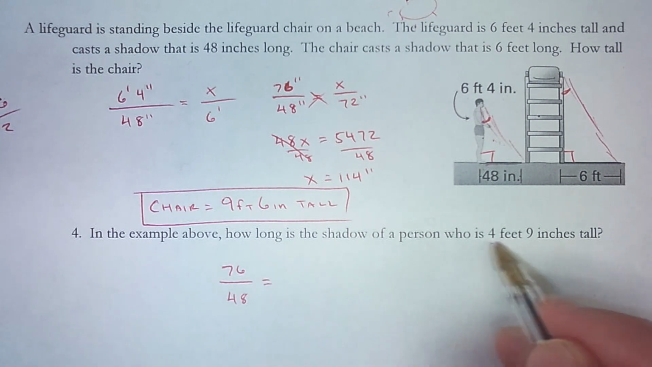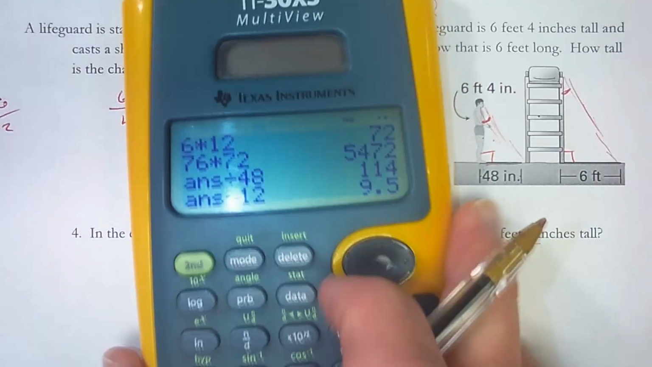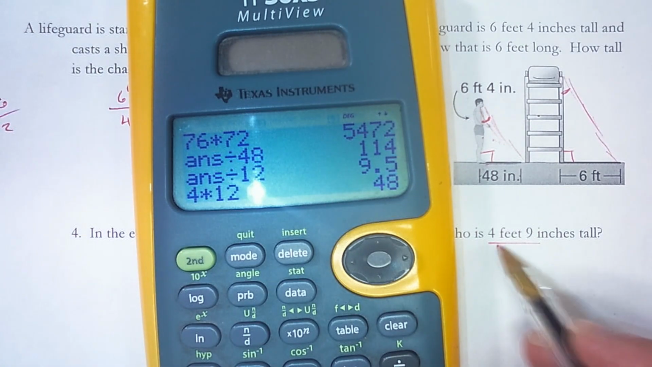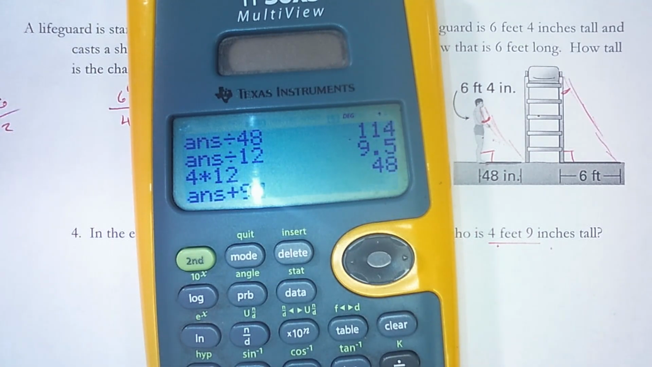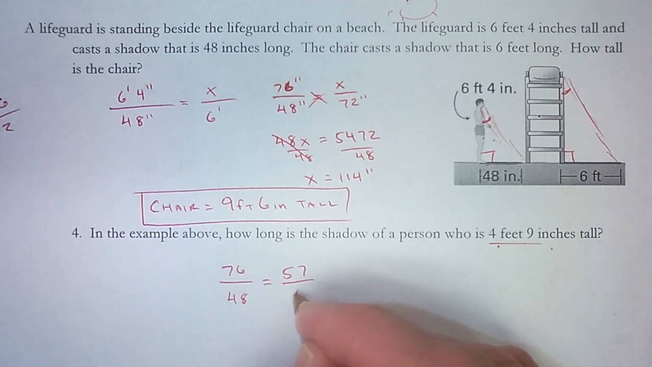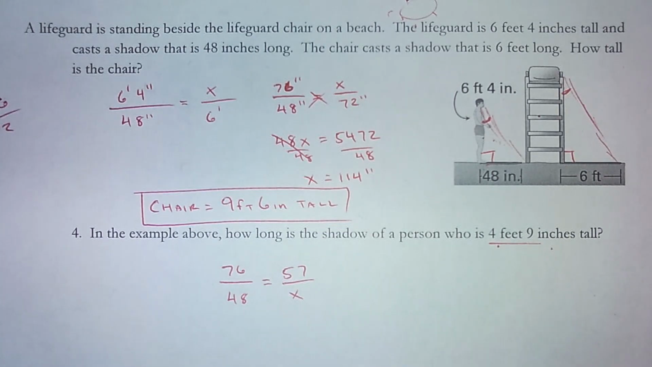Okay, now this other person is 4 feet 9 inches tall. So 4 times 12 is 48 inches. So 4 feet is 48 inches plus those 9 inches. So this person is 57 inches tall. How long is the shadow? Okay, so we'll do our cross products.